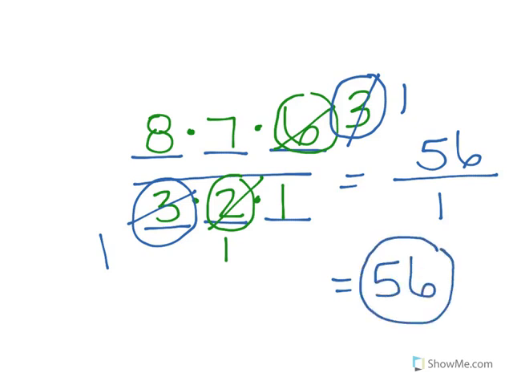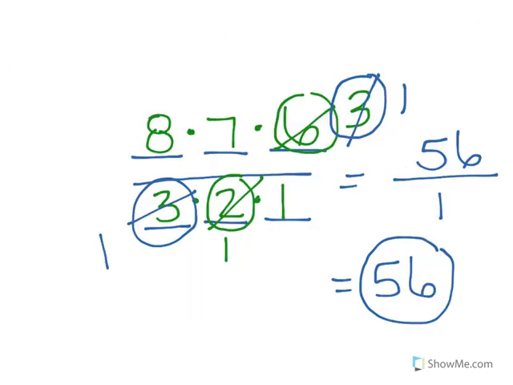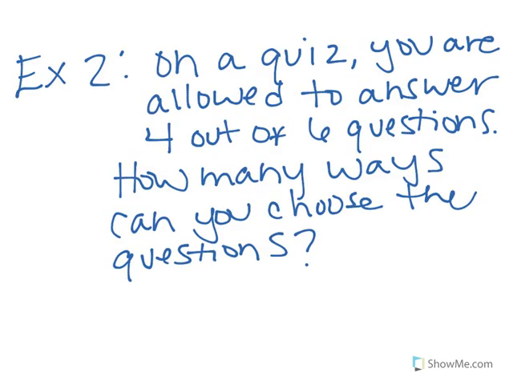Again, this seems like a pretty complicated process, but with practice it gets easier. I'm going to do another example to help you. My next example is, on a quiz, you are allowed to answer 4 out of 6 questions. How many ways can you choose the questions? Again, I'm going to underline what's important in this story problem. I can choose 4 out of 6 questions. Again, I get to pick 4, but it's out of 6.